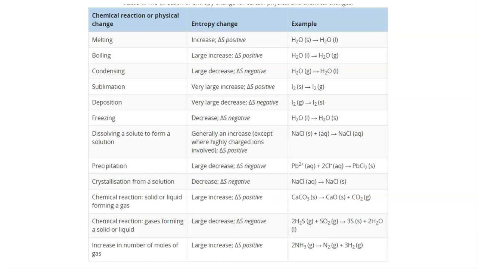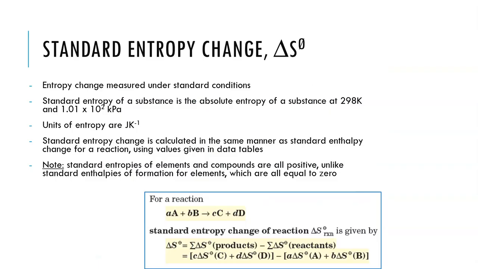So this is a table actually from your textbook, which summarizes the entropy changes for melting, boiling, condensation, sublimation, deposition, freezing, precipitation. This is a good idea to have in your notes as an example of situations where delta S is going to be positive or negative, okay, just to give you an idea of a bunch of examples.